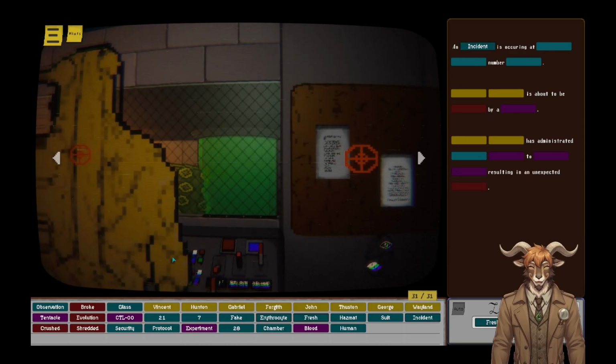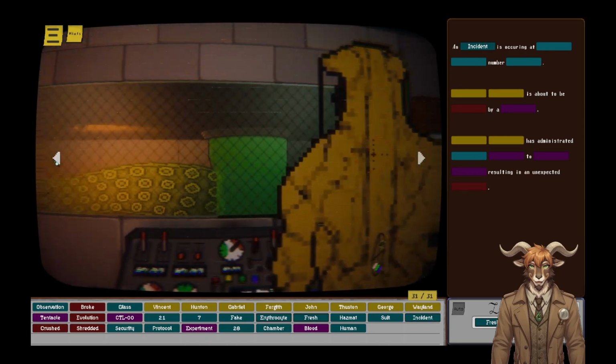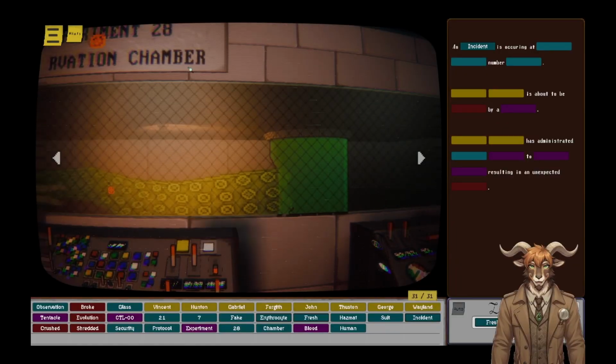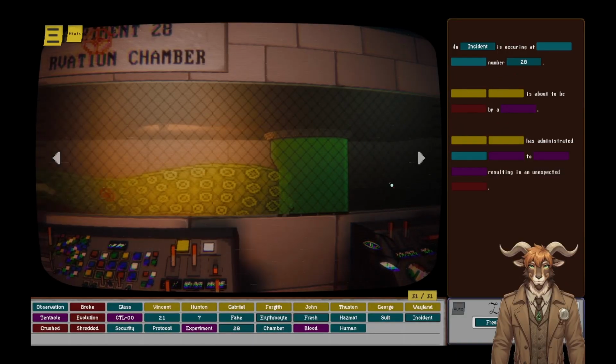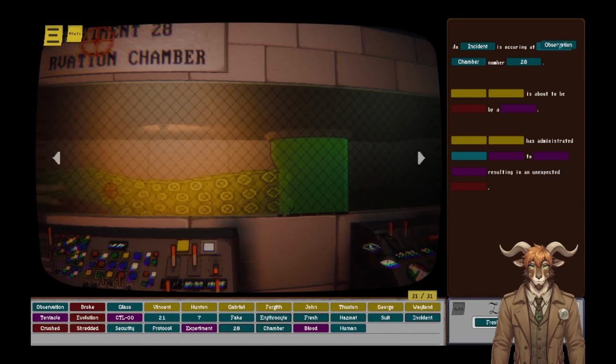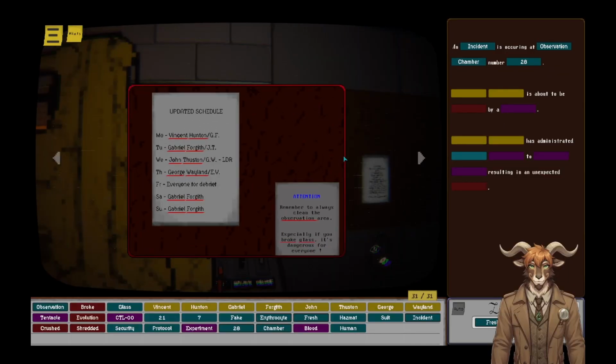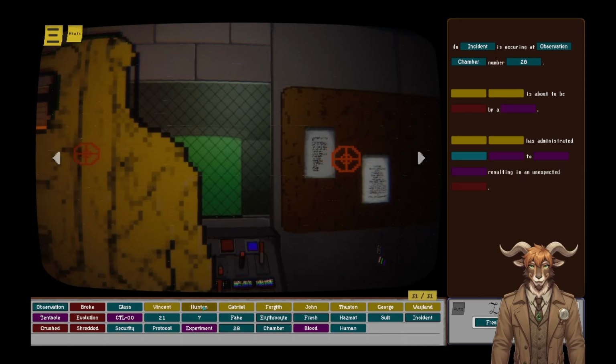An incident, right, is occurring at. We knew it was, what, chamber 28? Something like that? Yeah. Experiment observation chamber. Observation chamber number 28. Observation. And who's going into the lab? George Wayland. And it's his first day. George Wayland is about to be crushed by a tentacle.